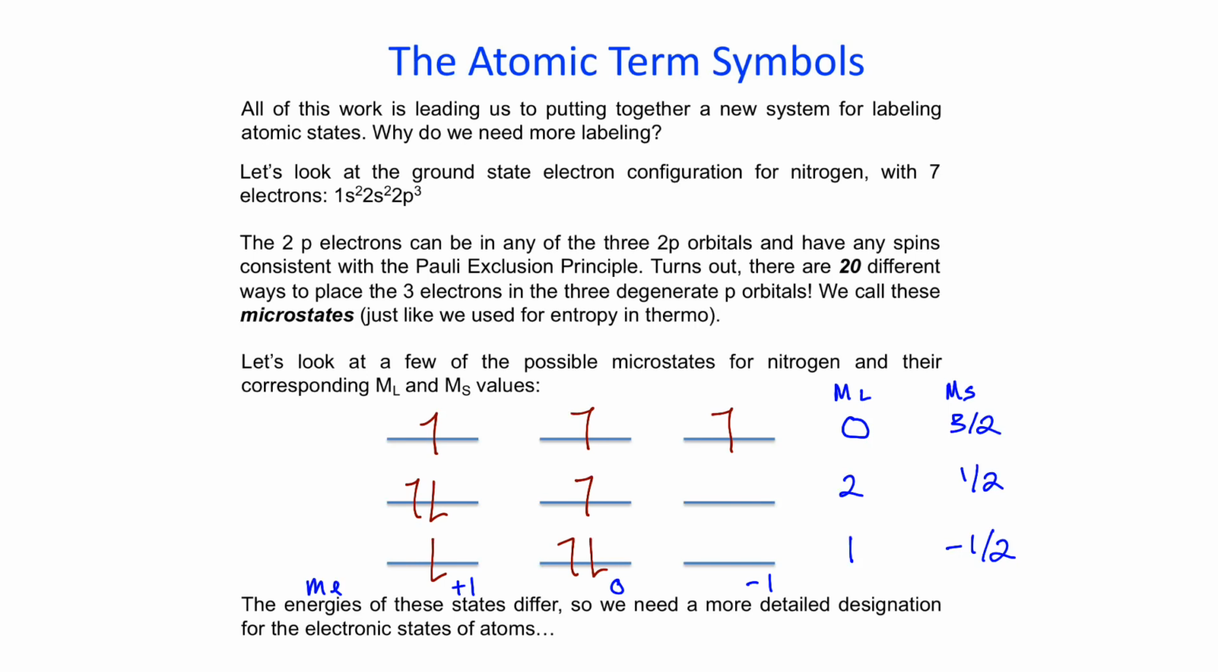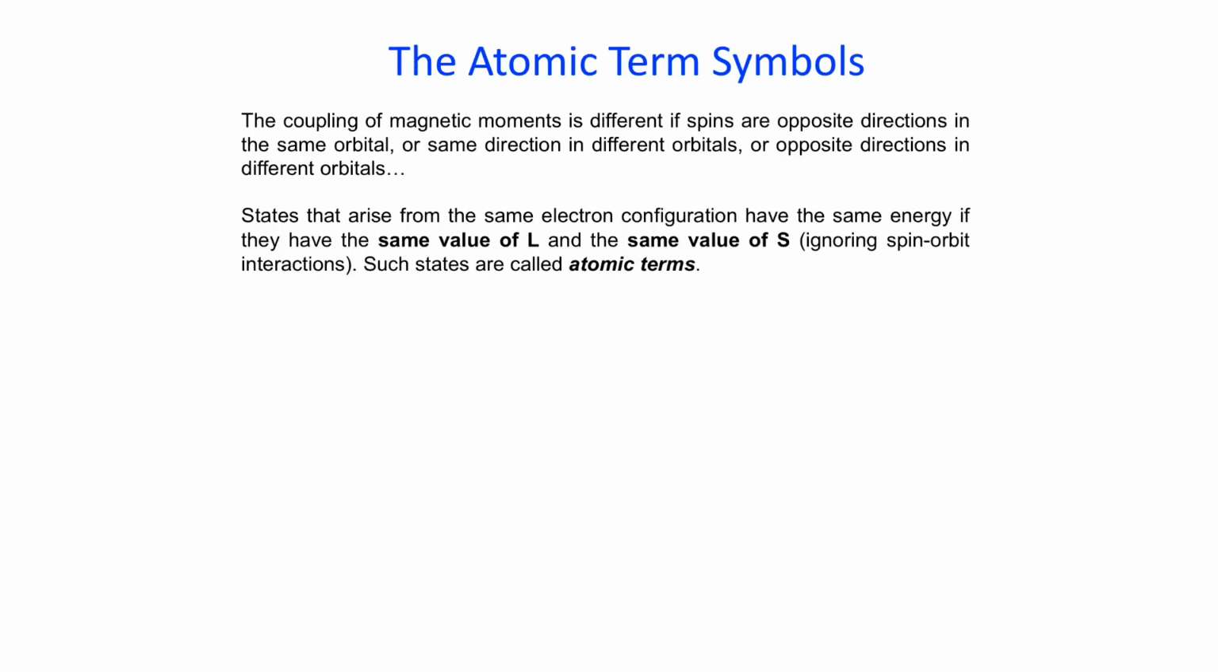And that is why we need a more detailed designation for the electronic states of our atoms than just our run-of-the-mill electron configuration representation. This just doesn't quite cut it in helping us to account for all of the different options for where our electrons can be in an atom. All right, so that brings us to the pièce de résistance of this video, which is the actual atomic term symbol that you're going to become acquainted with.